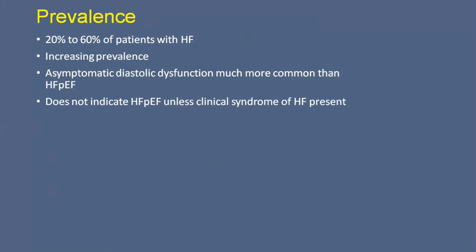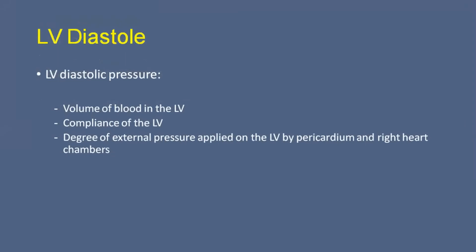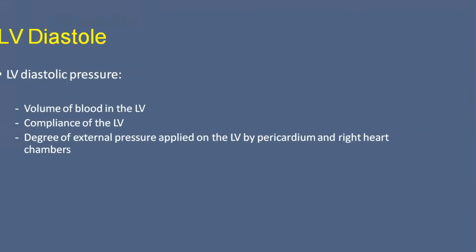So the prevalence is 20 to 60% of patients with heart failure, with increasing prevalence. Asymptomatic diastolic dysfunction is much more common than heart failure with preserved ejection fraction. It does not indicate heart failure with preserved ejection fraction unless the clinical syndrome of heart failure is present. The LV diastolic pressure depends on the volume of blood in the left ventricle, the compliance of the left ventricle, and the degree of external pressure applied on the left ventricle by the pericardium and right heart chambers.